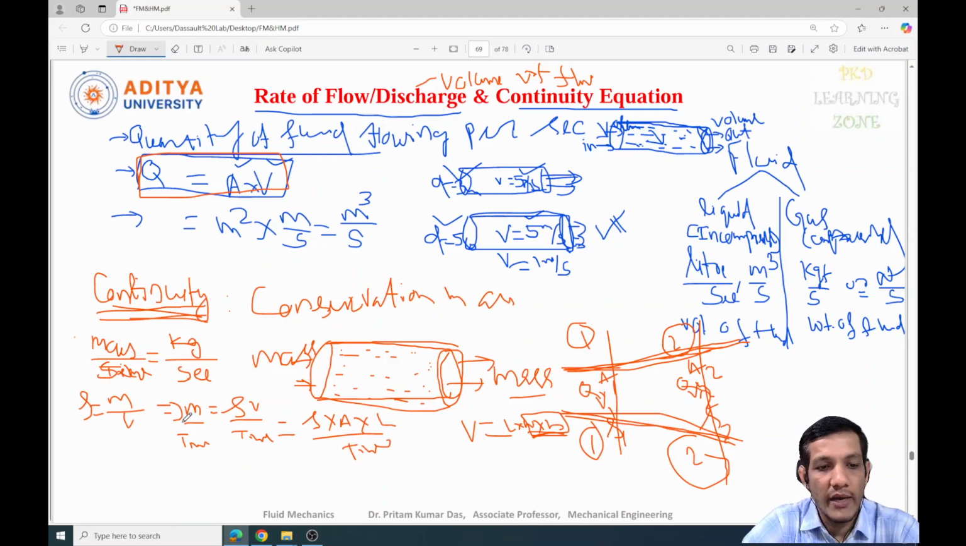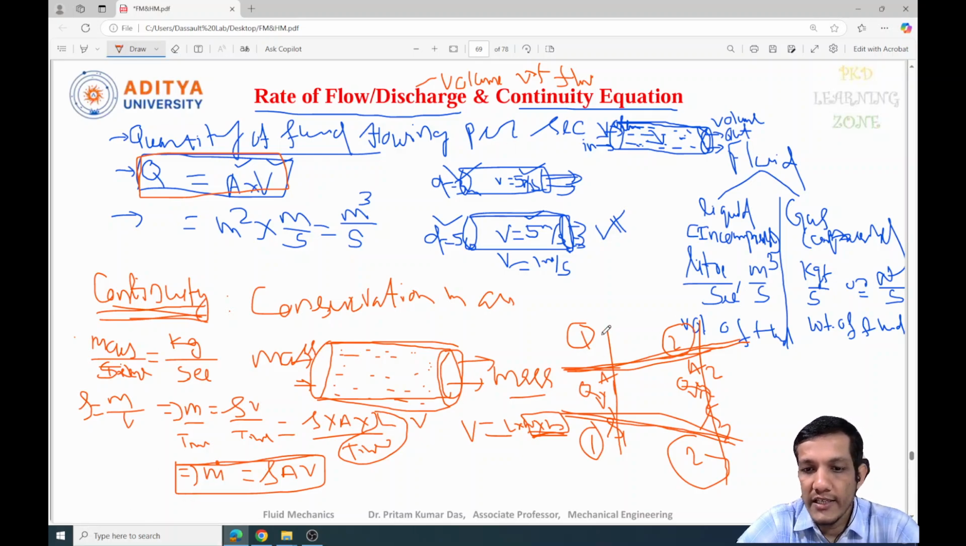And on this side we have mass per unit time. Now L by time, that is distance per unit time, which is nothing but the velocity of the flow. So mass per unit time is nothing but the mass flow rate, m dot, and this equals rho into area into velocity, so rho A V. This is the continuity equation, rho into A into V.